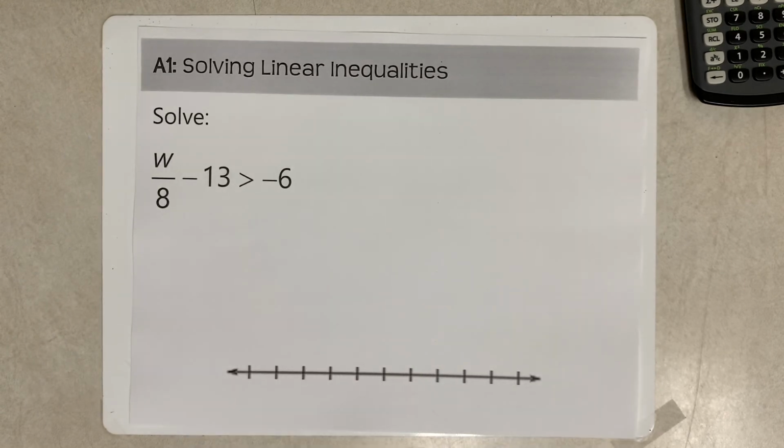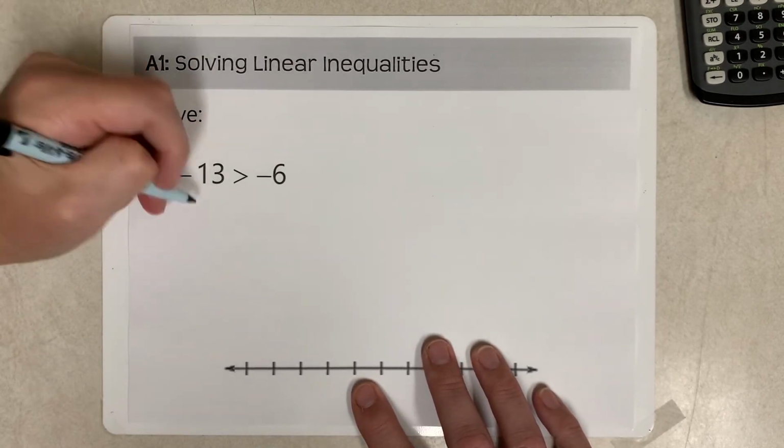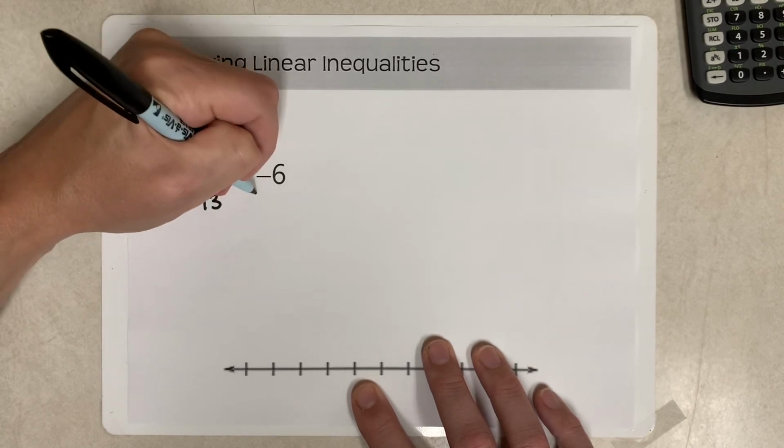Okay, this time I've got a two-step equation, it looks like. I really need to add 13 to both sides first before I start messing with that 8.